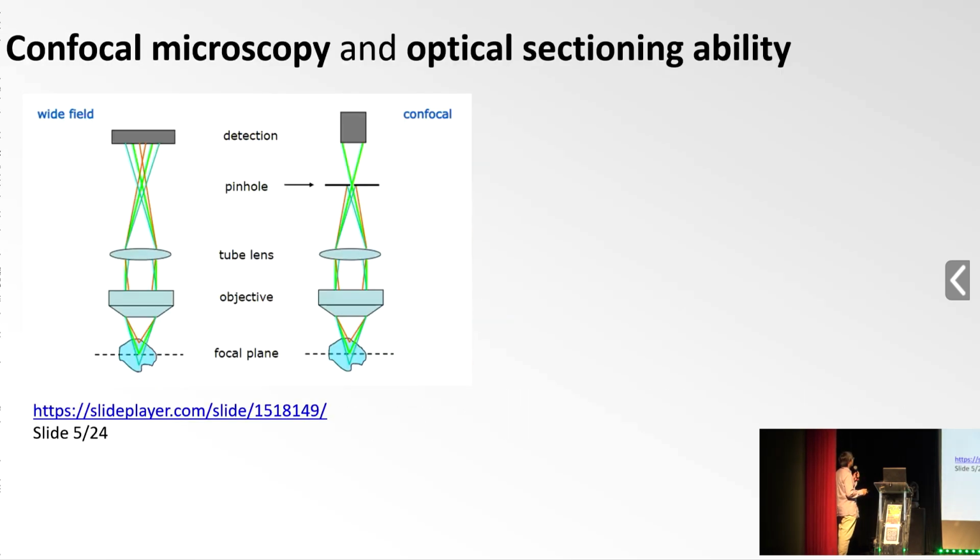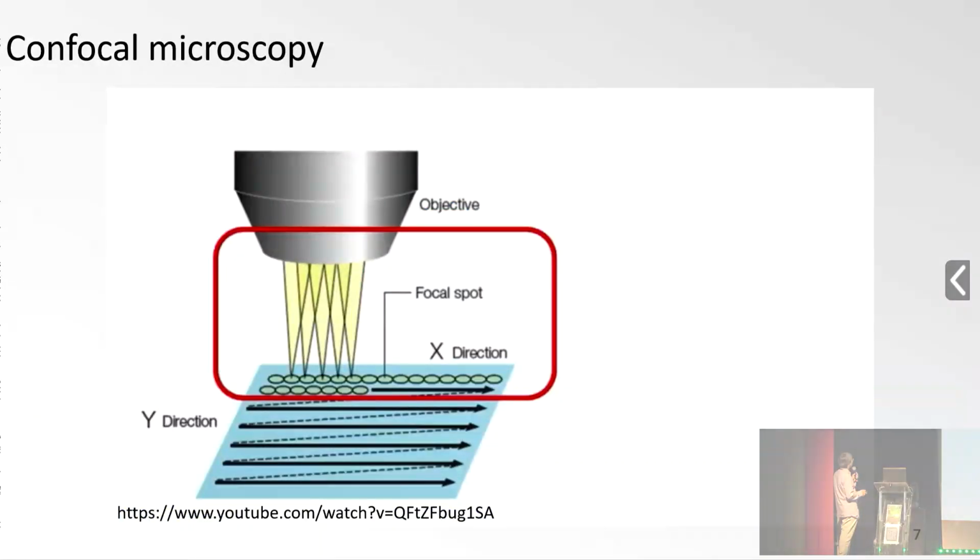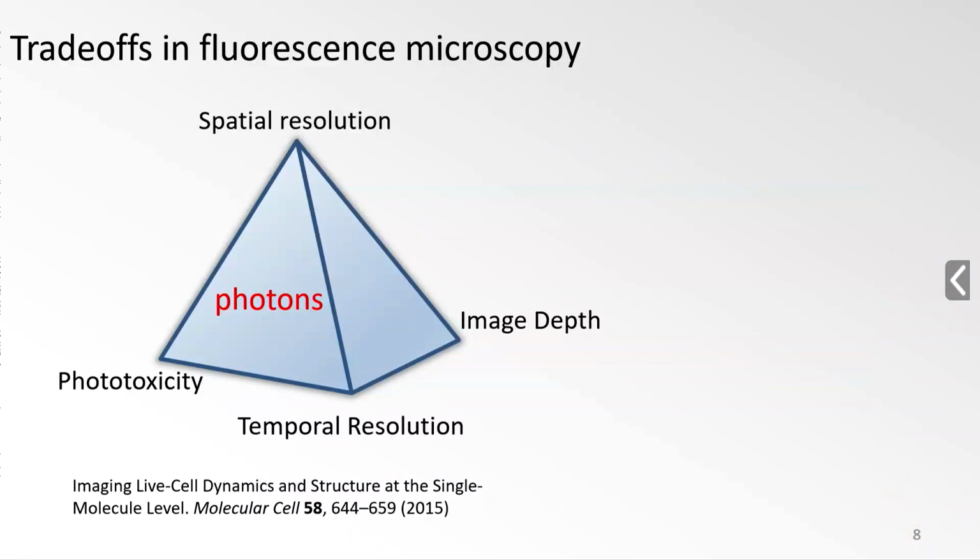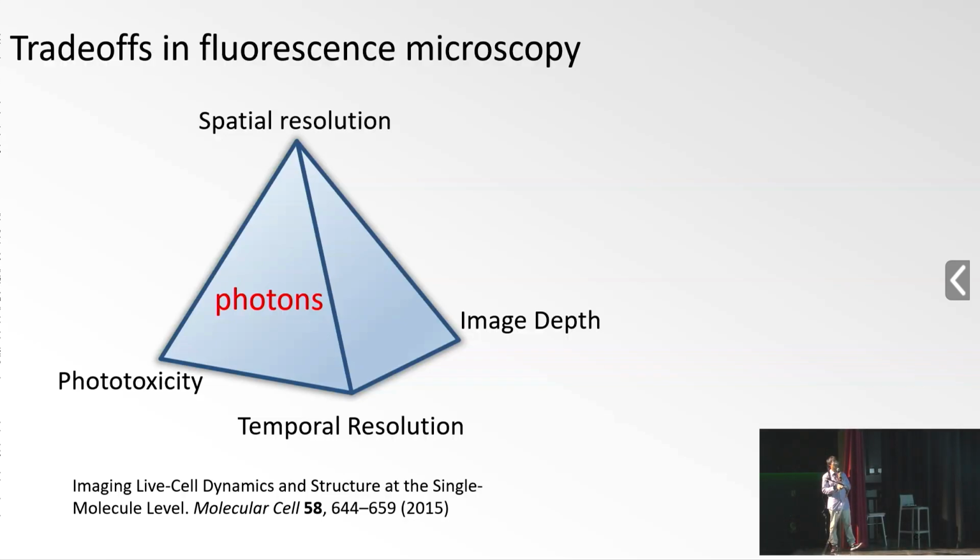Okay, I can skip all these slides, as they're for a more general talk, but I still want to start with this one. I think most of you know about this slide, that there is a trade-off in fluorescence microscopy. Of course, we only have a limited number of photons, and we always need to compromise between parameters like spatial resolution, temporal resolution, phototoxicity, and imaging depth.